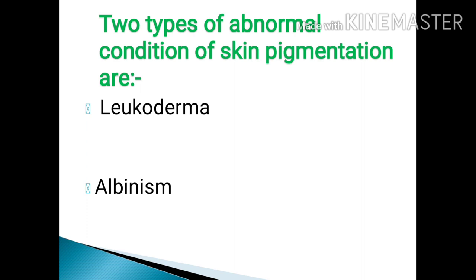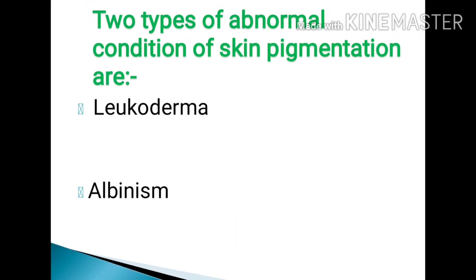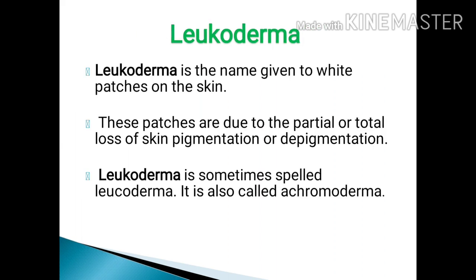Now, there are two abnormal conditions of skin pigmentation. One of them is leukoderma and the other one is albinism. Leukoderma is the name given to white patches on the skin. These patches are due to partial or total loss of skin pigmentation, or depigmentation. Leukoderma is sometimes spelled with a K instead of a C, and it is also known as achromoderma. People have white patches on the skin due to the loss of the pigment melanin, and this generally occurs in older people.